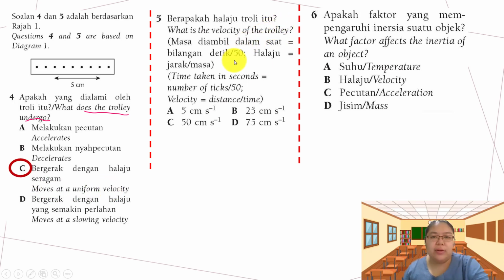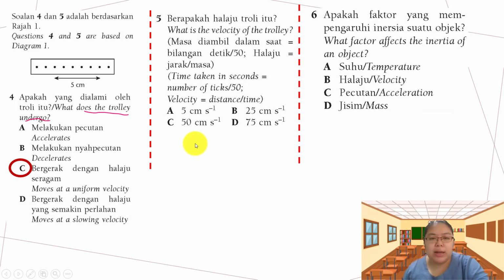Number 5, they're talking about the velocity. What is the velocity of the trolley? They refer to this diagram. Now we need to do the calculation, because they say 50 ticks. 50 ticks means 1 tick is 0.02 seconds. Here is 5 cm. You need to count how many ticks are in 5 cm. I count from here 1, 2, 3, 4, and 5. So we have 5 ticks. You need to multiply 5 ticks by 0.02, so the answer is 0.1 second.